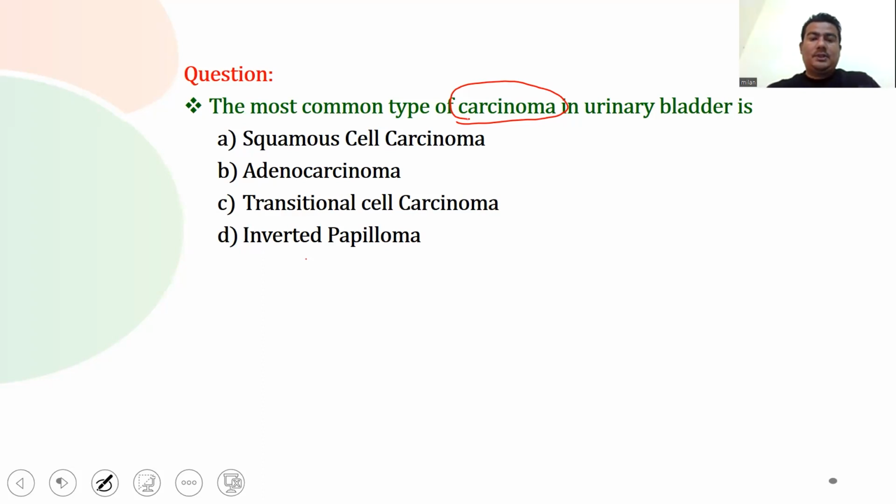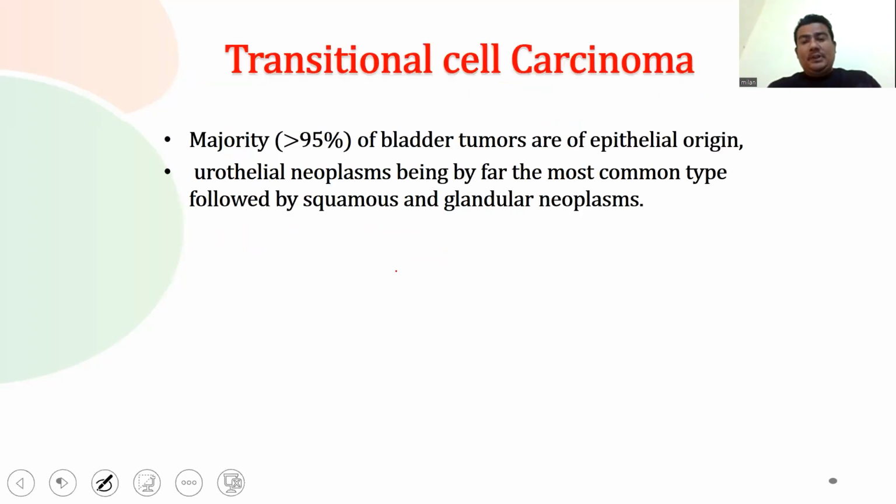Of the four options, inverted papilloma is ruled out because it is not cancerous, it is a benign entity. So now we are left with three options: squamous cell carcinoma, adenocarcinoma, and transitional cell carcinoma. The urinary bladder has transitional epithelium as its lining epithelium, and the majority of bladder tumors, around 95% of the carcinomas that arise in the urinary bladder, are transitional cell carcinoma.